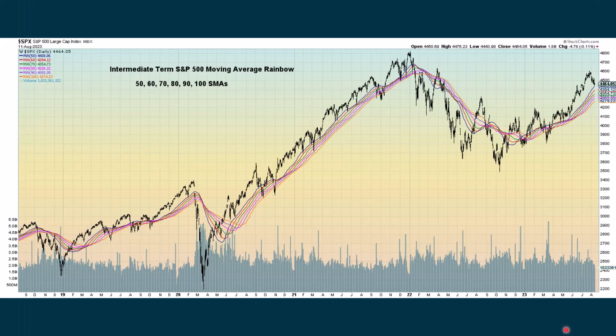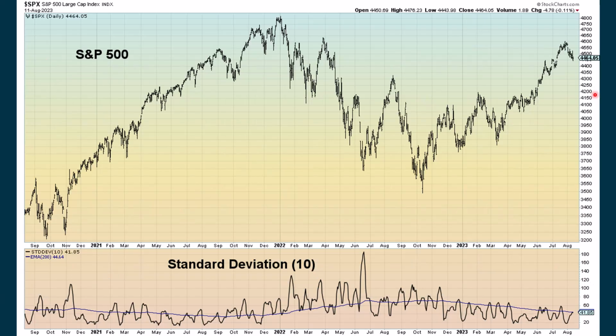Then we have an intermediate term rainbow chart going from 50 periods up to 100 periods. We're coming down to the top part of this rainbow right now. The S&P is really testing its 50 period moving average. We'll have to see if we bounce up off of that or if we're going to fall down into the rainbow.